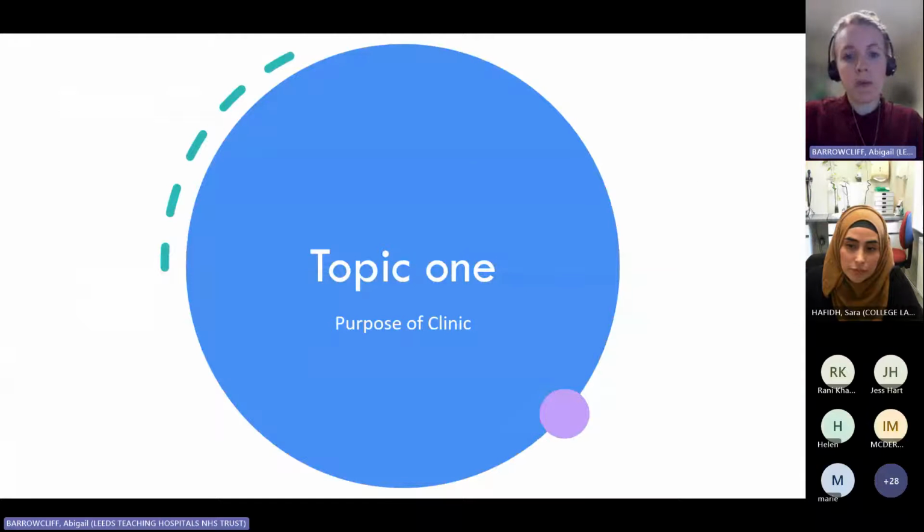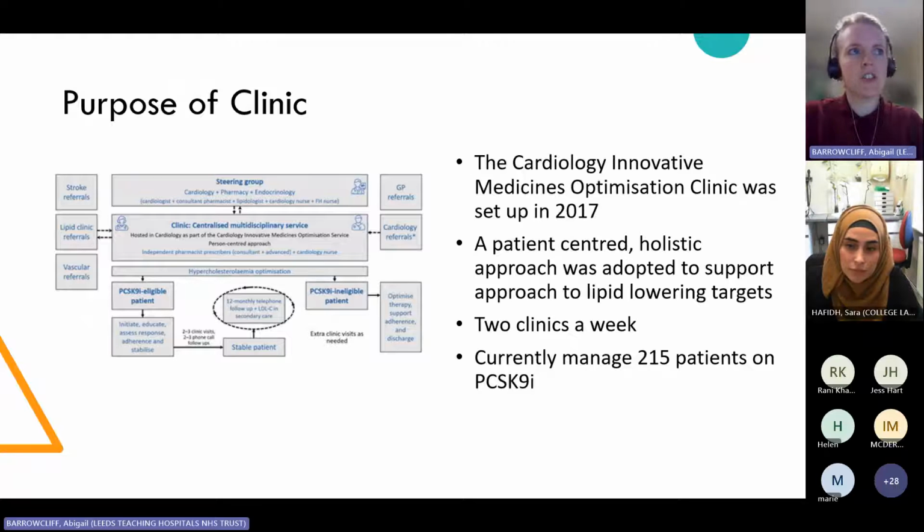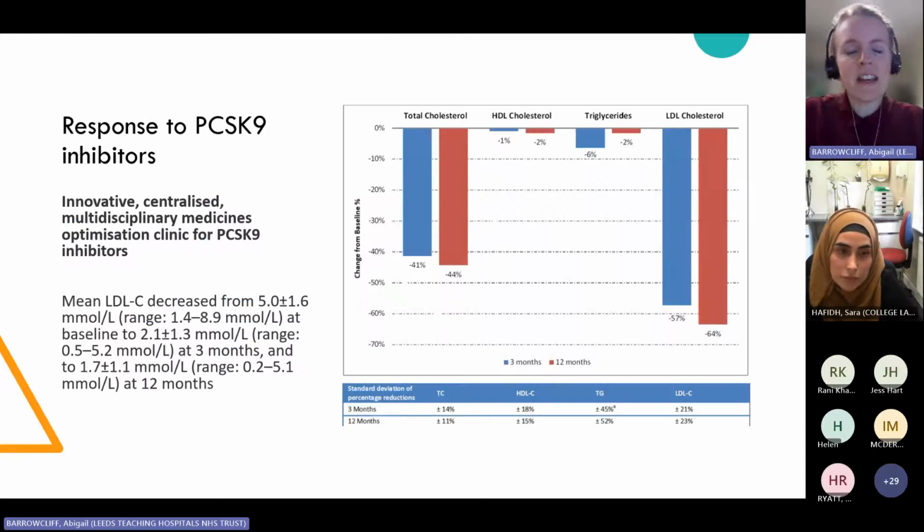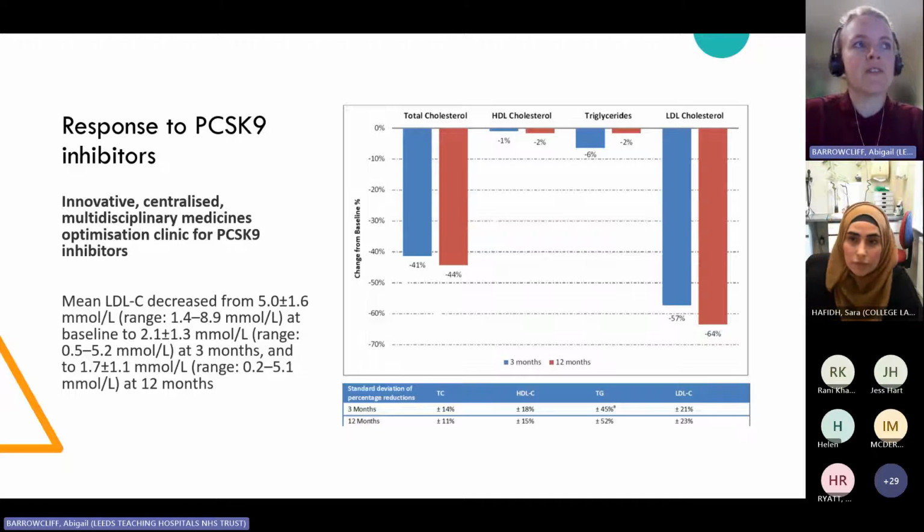I'll briefly talk about the purpose of our clinic. It was set up in 2017 following the publication of NICE TAs 393 and 394 as a centralized service prescribing PCSK9 inhibitors. But our purpose isn't solely to offer treatment with the injectables, but to provide a holistic, patient-centered approach to lipid management. In the time that we've been running this service, we've produced papers and abstracts highlighting the successes of the clinic in terms of patient outcomes, and we've been identified by NICE as a model service for the delivery of PCSK9 inhibitors and lipid management in general.